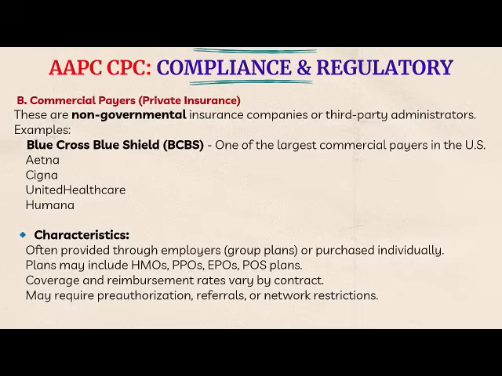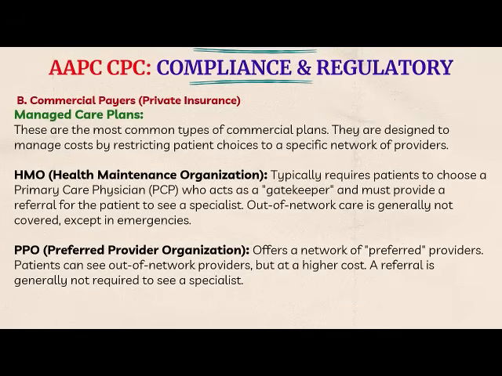Plans may include HMOs, PPOs, EPOs, and POS plans. I'll explain these terms in the next slide. Coverage and reimbursement rates vary by contract, and may require pre-authorization, referrals, or network restrictions. Regarding the managed care plans, as I mentioned here, these are not much asked in the CPC exam, but nice to know. The managed care plans are the most common types of commercial plans. They are designed to manage costs by restricting patient choices to a specific network of providers.